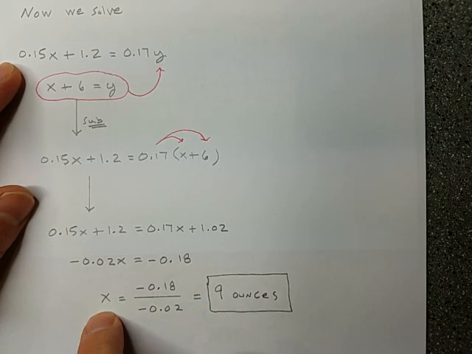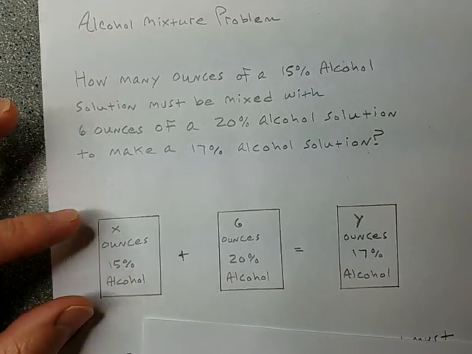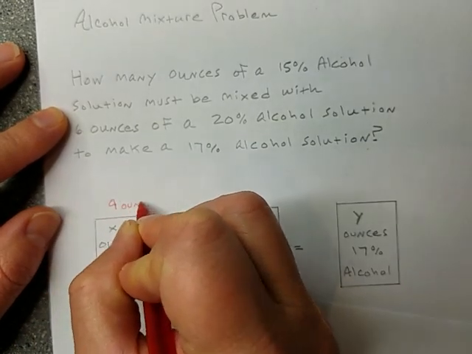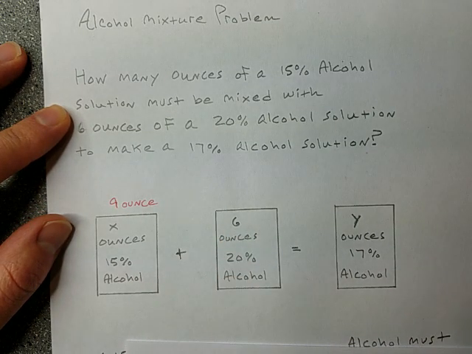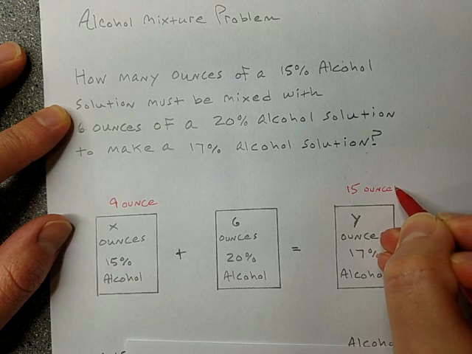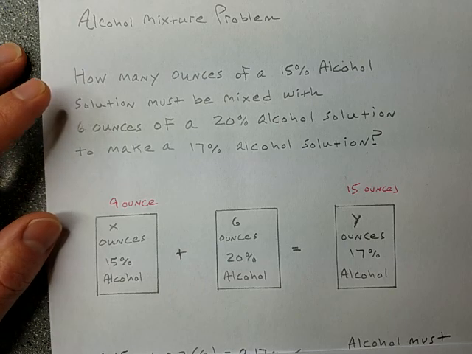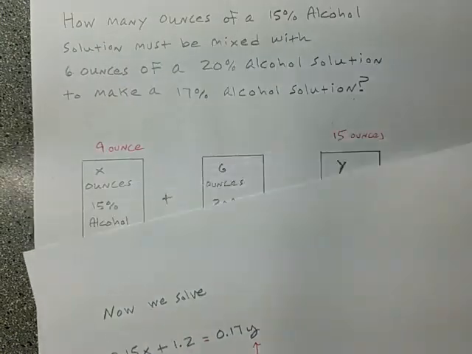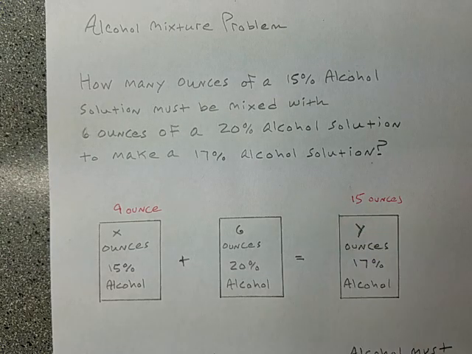X is 9. What was x? That was the number of ounces of this 15%. So 9 ounces of the 15%. You get 9 ounces of this 15% solution. Mix it with 6 ounces of 20% solution. And what do you get? 15 ounces of a 17% solution. Well, because 9 plus 6, that's 15 ounces. All right. So now the 9 is our final answer. That's all the question asked for, because it just said how many ounces of 15%. But if you needed to find the amount in the total mixture, that would be 15.